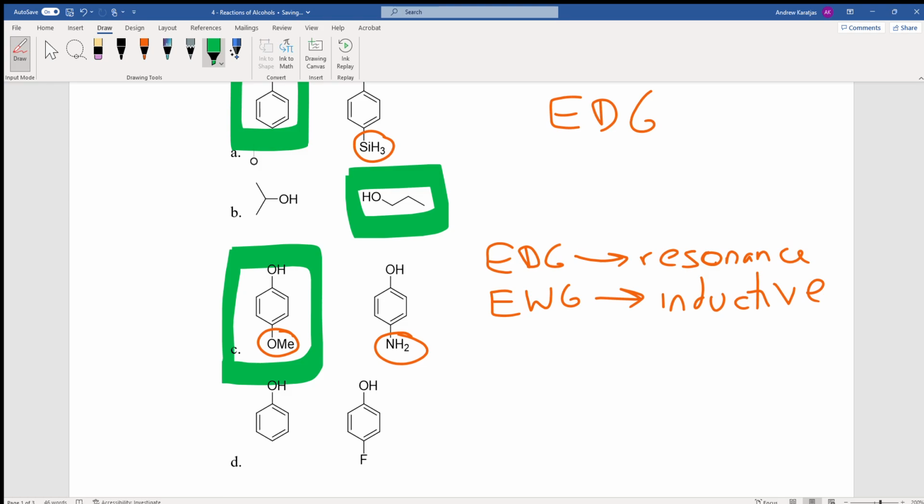Part D is very similar, but probably a bit more straightforward. Fluorine, being the most electronegative element we have, is a highly electron withdrawing group and does a good job of helping to stabilize the conjugate base, which means it comes from a stronger acid.